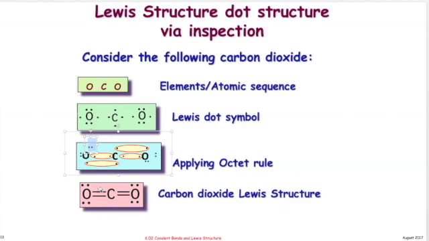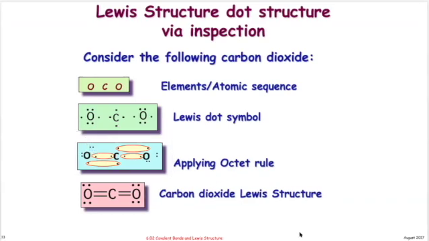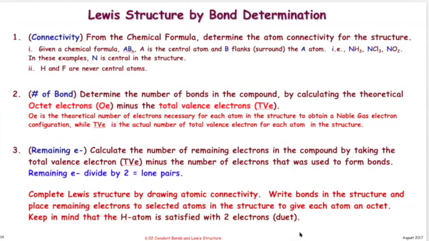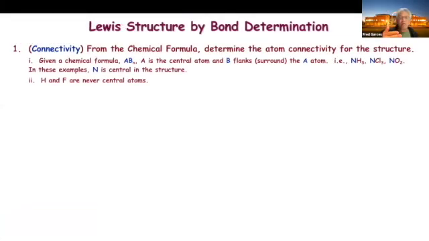That's the key to Lewis structure. Let's take a look at the best way to do this. Carbon dioxide is easy, you can do it by inspection. But what happens when you get a very sophisticated chemical? Well, when you have a sophisticated chemical, what I like to do is something called a bond table. First of all, I will show you the connectivity.